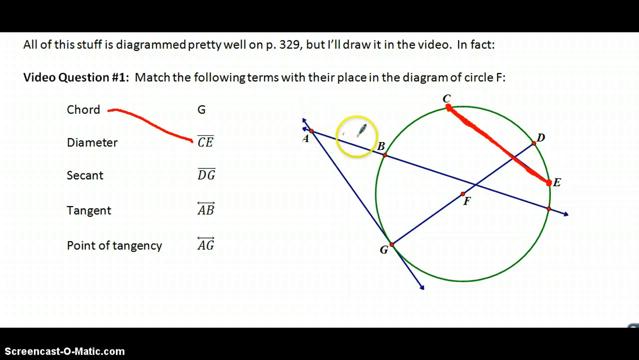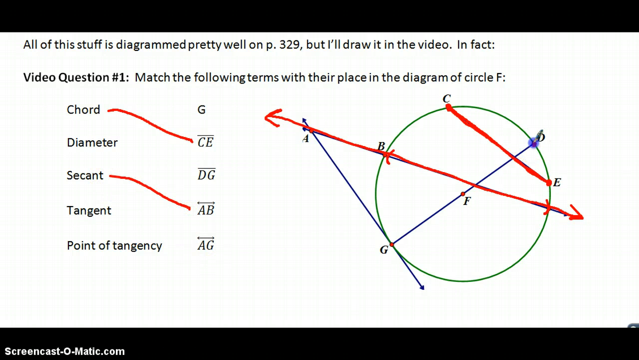If you extend a chord, and it goes beyond just the part that's the chord, and it goes on and on both ways, like this, like here's the chord, but I'm actually talking about this whole line here. That's what a secant is. So a secant would be something like line AB.